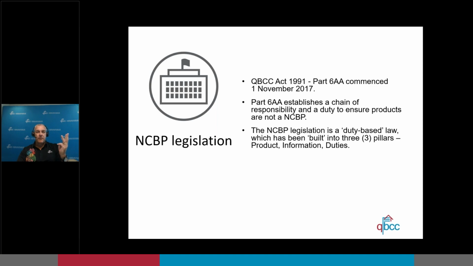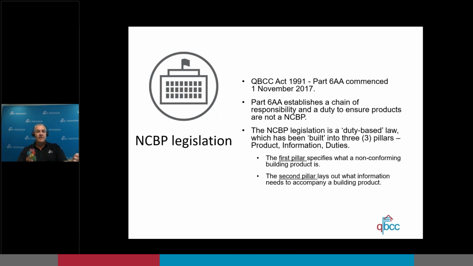It's divided into 3 parts, relating to the product, information and duties. The first part is what is a non-conforming building product, which most people have said doesn't comply with the NCC. The second part is about information that needs to accompany a building product. The third part is in relation to the duties of executive officers. An executive officer, for your information, is someone who's in control of management decisions for an entity, and that can include a director, company secretary, the CEO, or also a manager, such as a compliance person that's in charge of the product things.